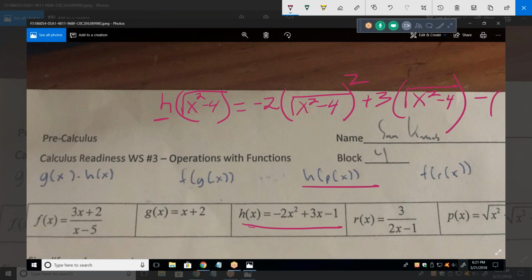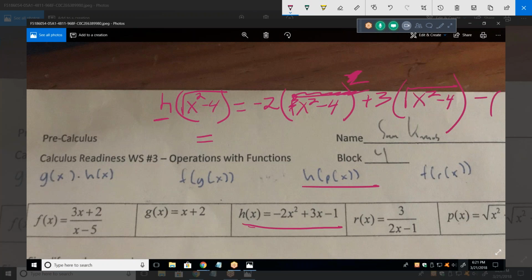Okay, now simplify. Because there's the square for the square root of x squared minus 4 with the negative 2. Could you just get rid of all of the... Not the negative 2, but inside the parentheses. Get rid of all of that.